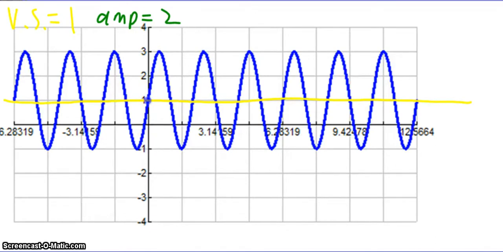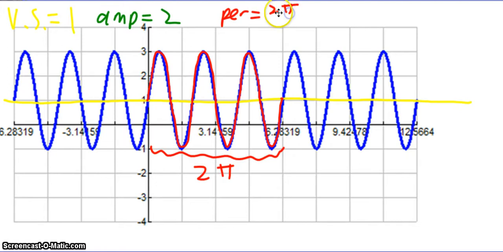So for instance, if I start at 0, that's 1 period. Here's 2 periods. And here's 3 periods. So I covered 3 periods in a distance of 2 pi. So that's 2 pi, so therefore I know 1 period is 2 pi divided by 3. So the period is 2 pi thirds. If the period is 2 pi thirds, then I know b is 3.